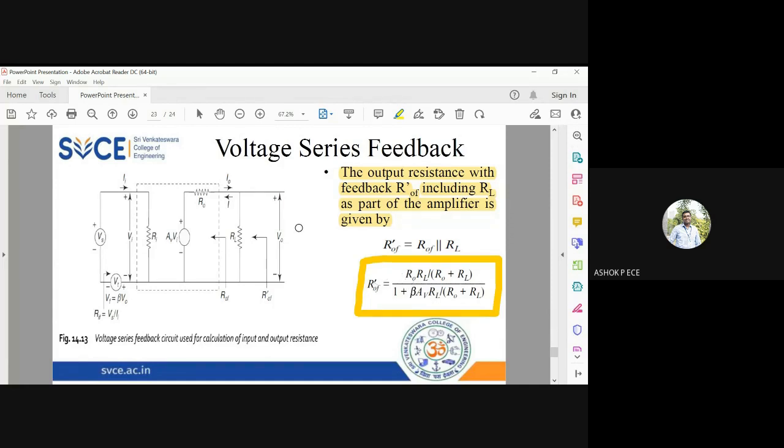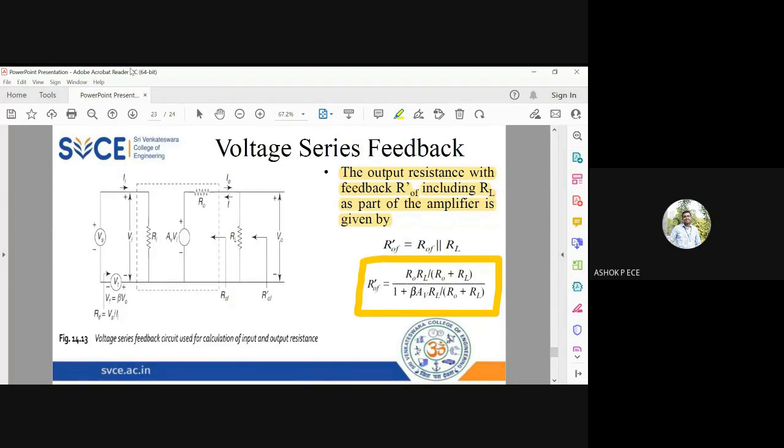So you will be finding all these parameters when a problem is given. You will be finding out what is RIF, what is RI. You will be finding out what is R0F, what is R0 dash, R0F dash. Apart from that, specifically if it is a voltage series feedback, you will be finding the voltage gain. You will be finding out AV and AVF.